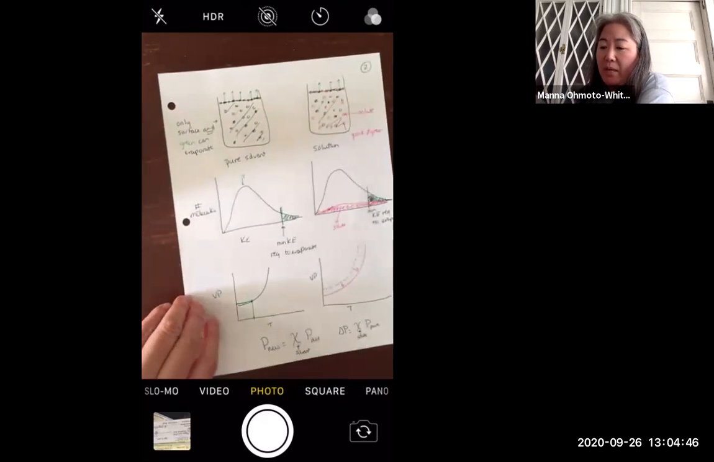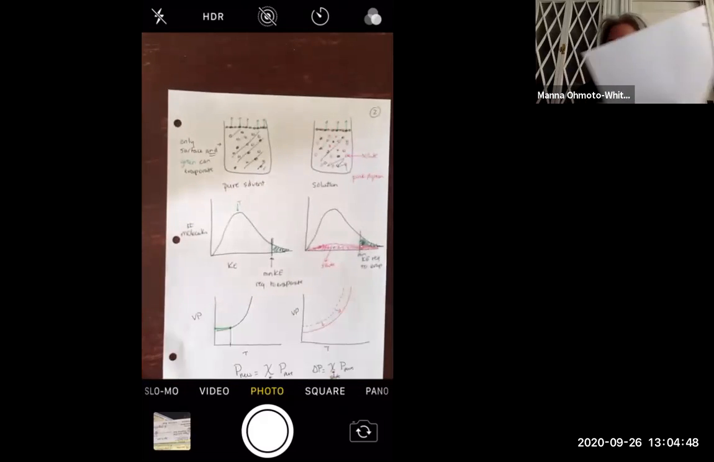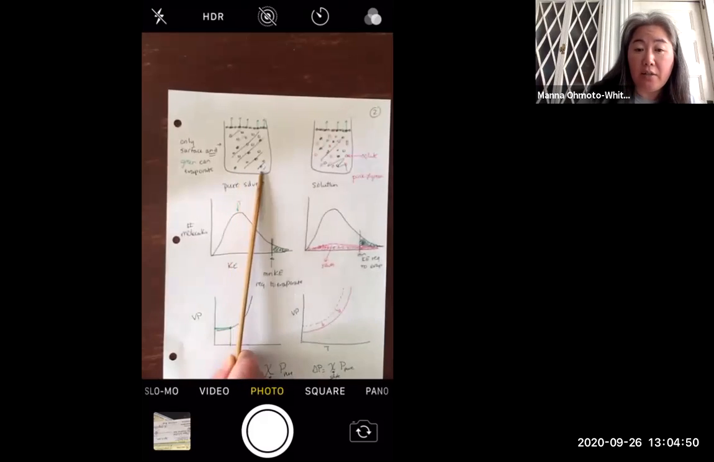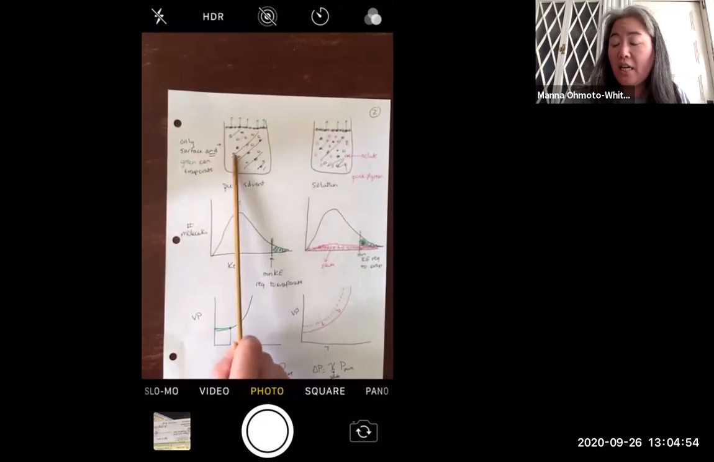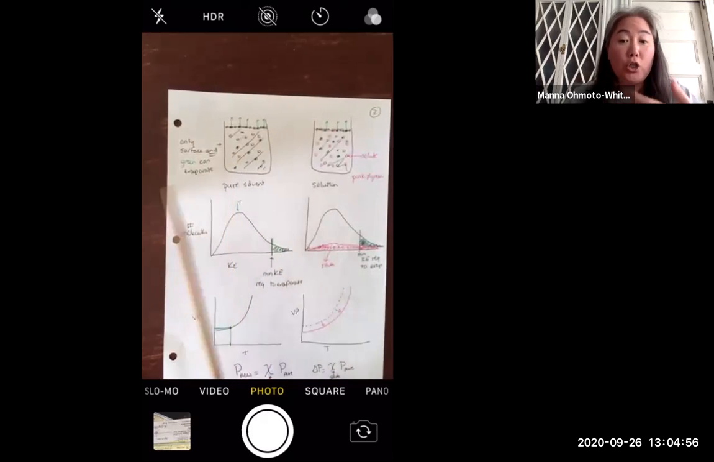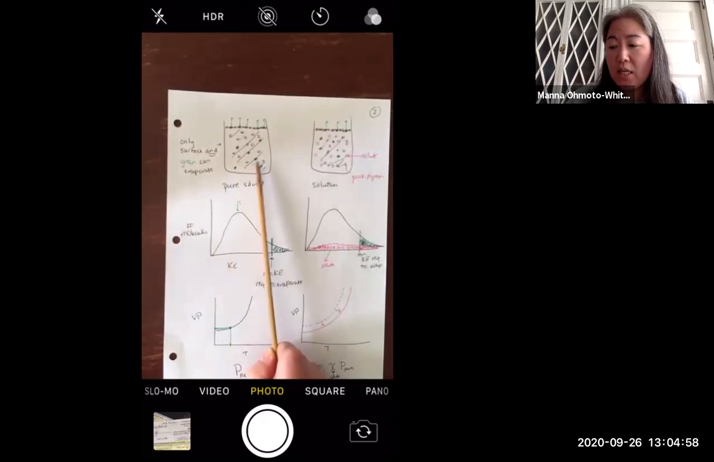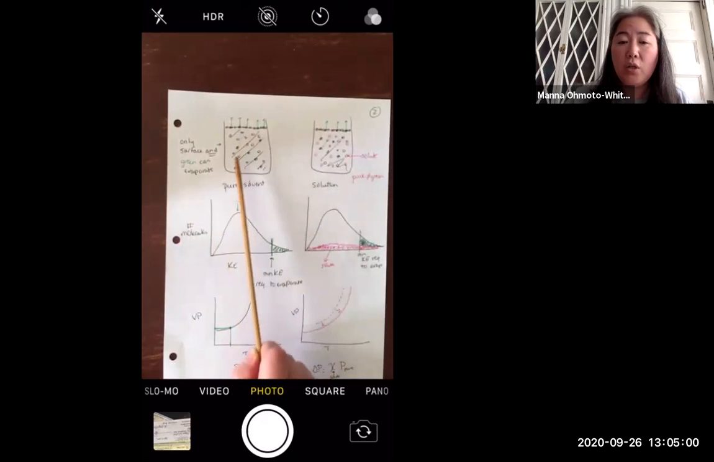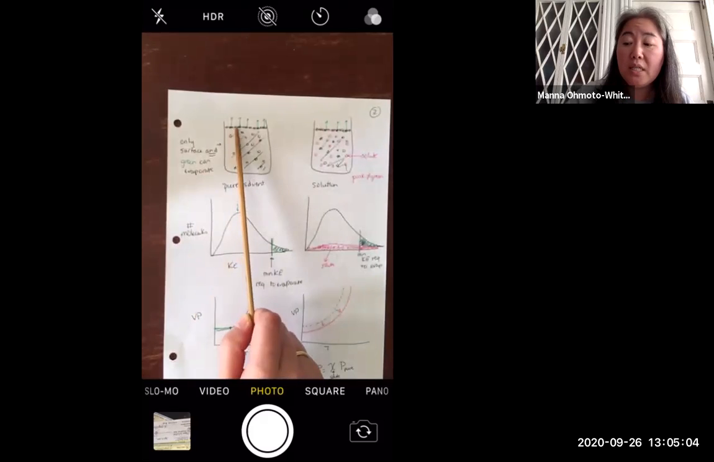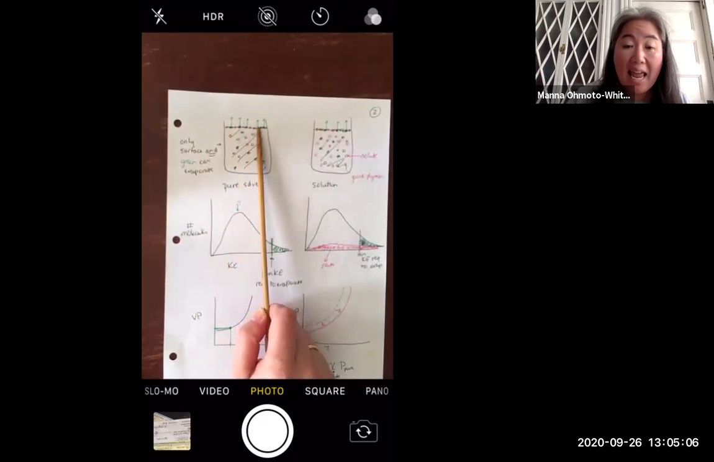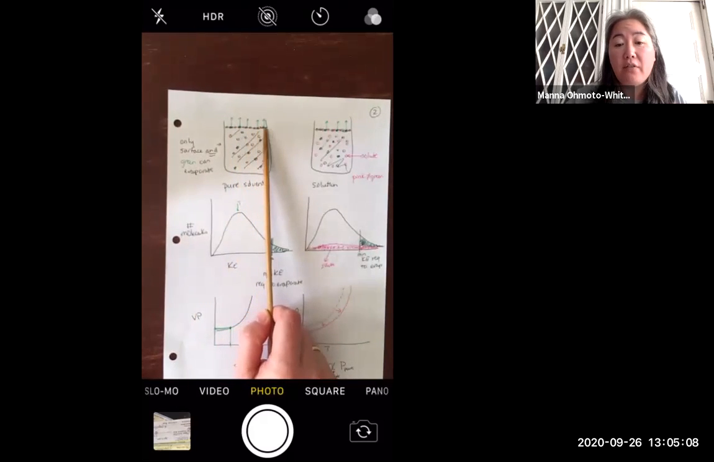So here's a way of being able to see this. If I have a pure solvent, right? This is my solvent. I'm showing some of my solvent in a larger picture so you can see it. Some of these molecules have enough kinetic energy to evaporate, but only the ones that have enough kinetic energy and are at the surface can evaporate.